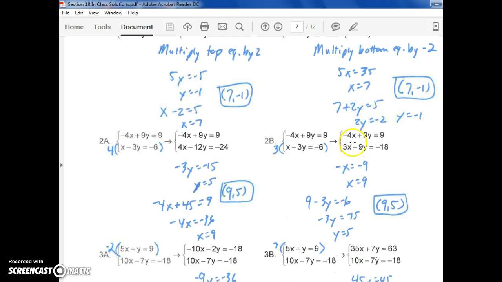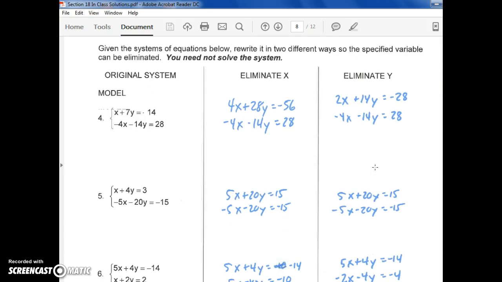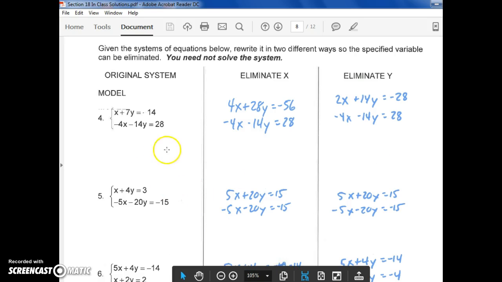So just line these guys up. Negative x, y's cancel, and negative 9. X is 9. We solve it basically the same way. We get the same answer. It's just the order that we're getting the variables in.